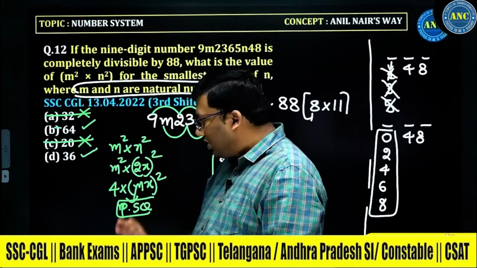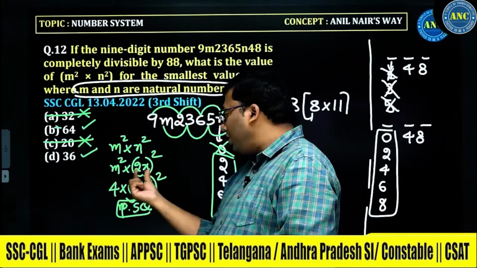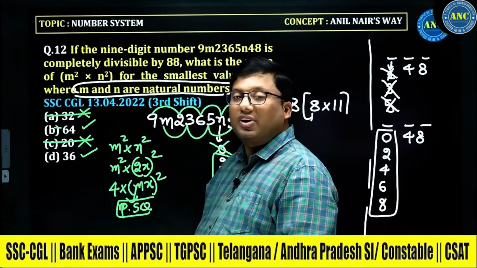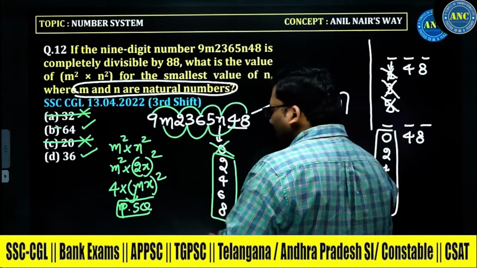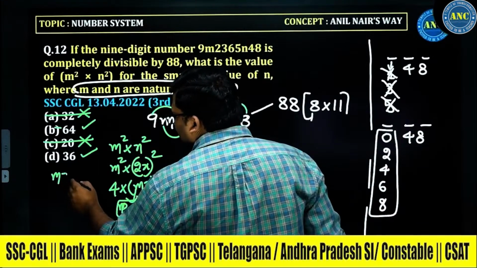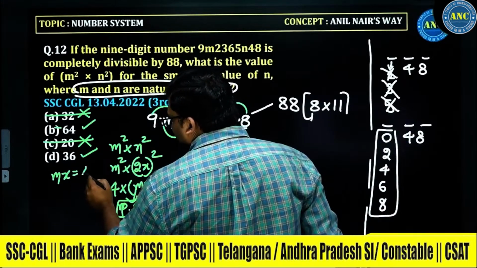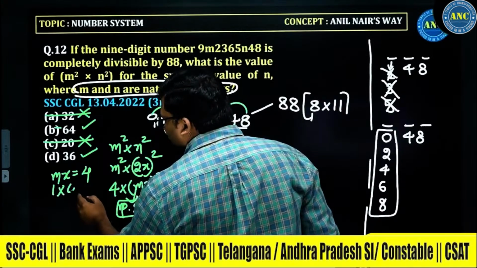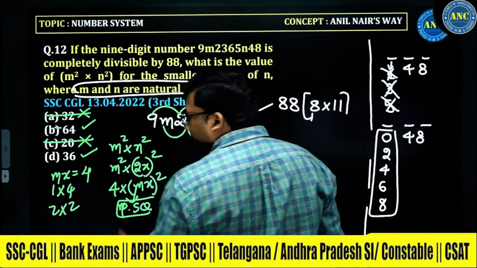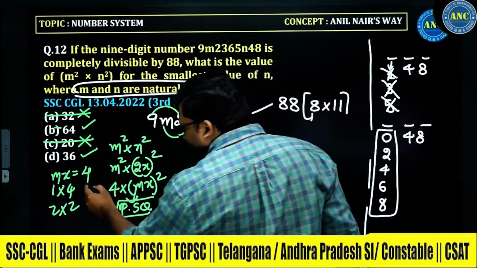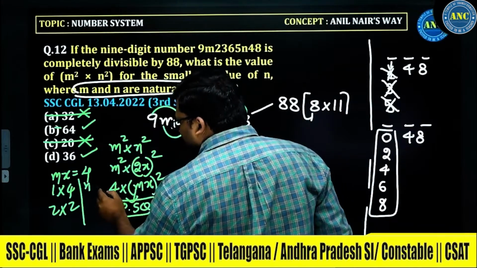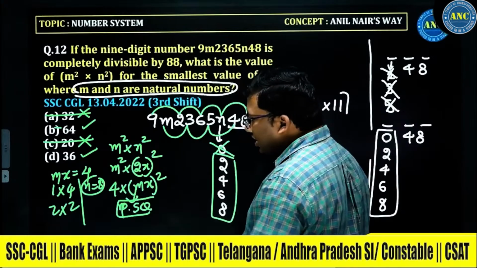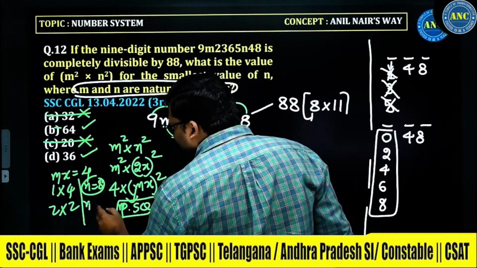If it is 64, 4 into mx whole square is 64. Mx whole square is 16. If mx whole square is 16, mx will be 4. If mx is 4, this will be 1 into 4 or 2 into 2. If m is 1, x is 4, that means n will be 8. Are you all with me? N is 2x. If x is 2, n will be 4.